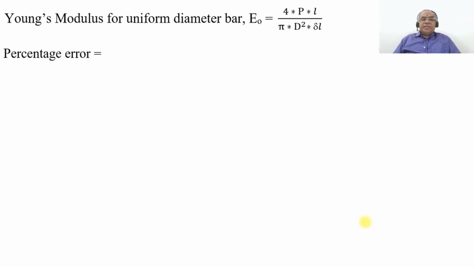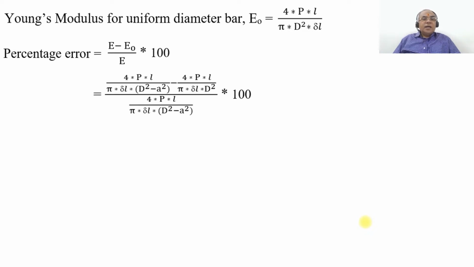So what is the percentage error? Percentage error will be equal to (E minus E naught) by E into 100. So you substitute the value of E and also the value of E naught. E is 4 into P into L divided by pi into delta L into (D square minus A square), minus E naught, which is 4 into P into L by pi into D square into delta L, divided by E, 4 into P into L by pi into delta L into (D square minus A square), into 100.